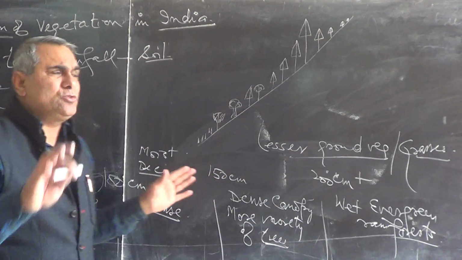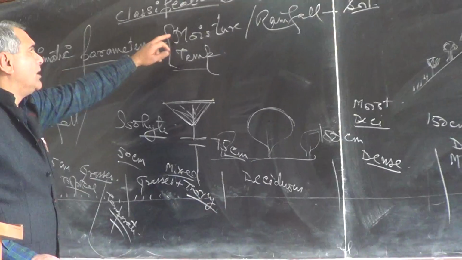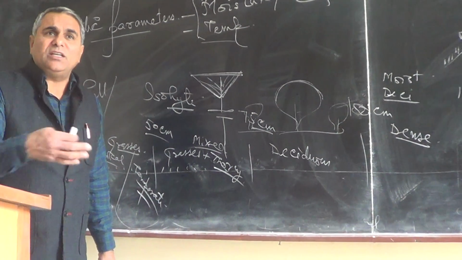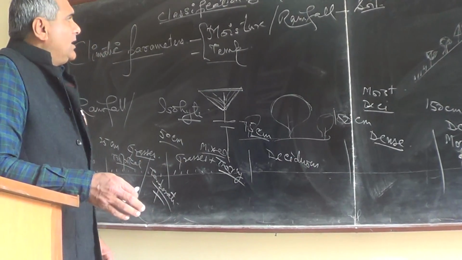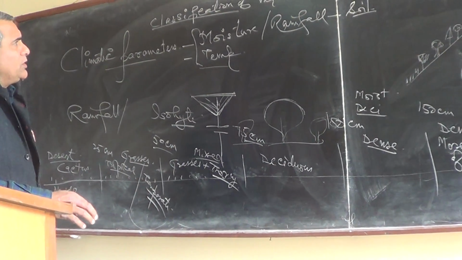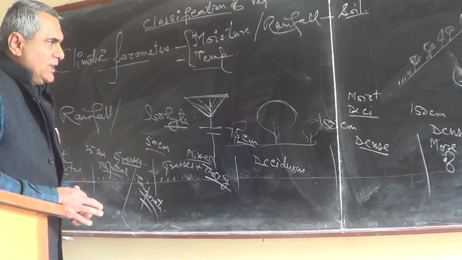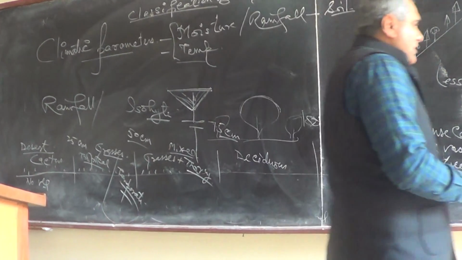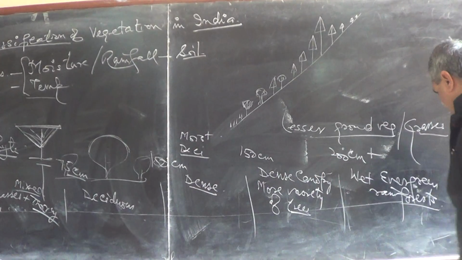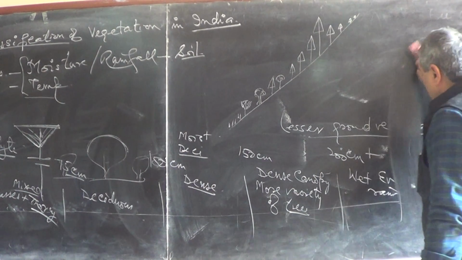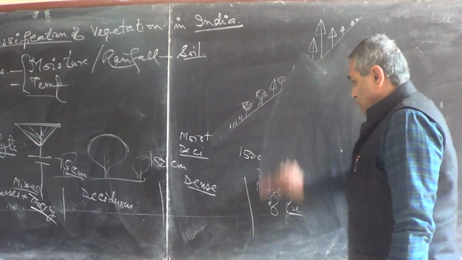So these are the two parameters I wanted to share: moisture and temperature, and how they influence the nature of vegetation. Now let us come to the different types of vegetation. I hope all the aspects of this are clear to you.